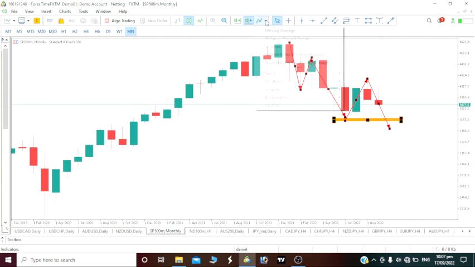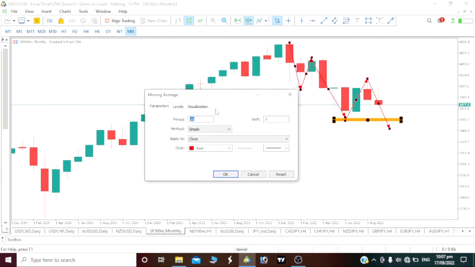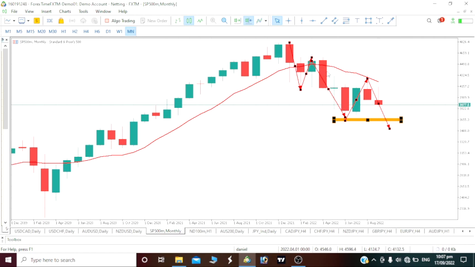On the monthly time frame, let's see what the 10-period moving average says. We see it here. The 10-period moving average says we are bearish. So basically, if you have to take this trade, you have to go bearish on the monthly time frame.